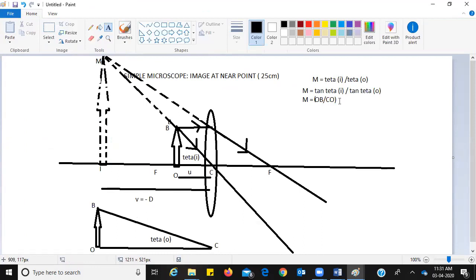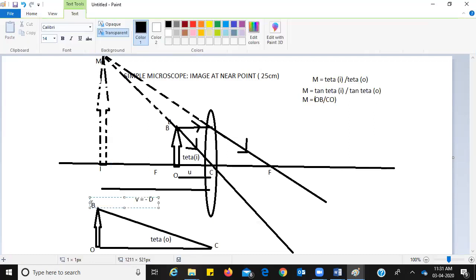There's a problem if you mark OB like that. I'm changing this B as B dash, okay? Because this OC and this OC are different, see? I'm marking this as B dash, and this point is O dash. Otherwise, the same distance gets cancelled.